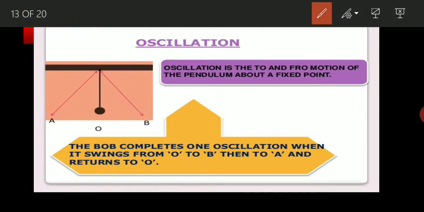Students, if you recall the oscillatory motion, I have told you that oscillatory motion is a type of motion in which an object moves to and fro and repeats its path. If we define oscillation, it is the to and fro motion of the pendulum about a fixed point. As you can see, this is just the diagram of the pendulum. The fixed point is given here. Suppose we have named the fixed point P. When we move the simple pendulum by holding its bob, it starts to move in this way.